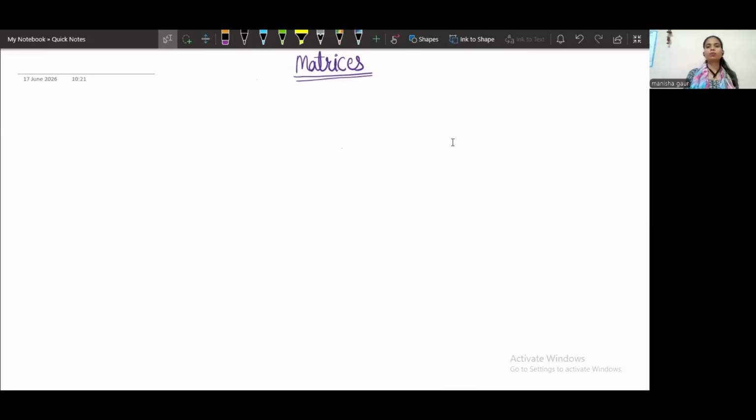Today we are going to explore a highly practical and fundamental concept of mathematics from class 12, that is matrices. Before jumping into the definitions and formulas, let's understand why we need matrices. We need matrices to handle, organize, and solve massive amounts of interconnected data. This is the definition. Not getting? Let's understand it with a daily life practical example.